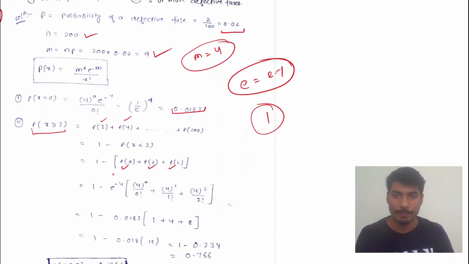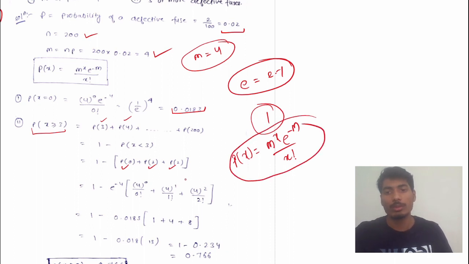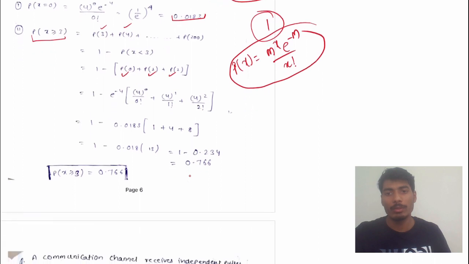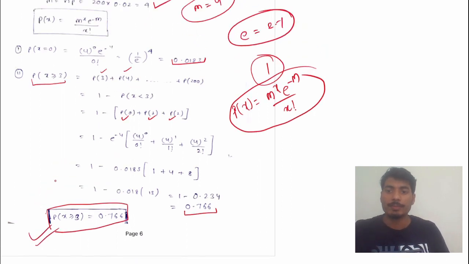Now, 1 minus P of 0, minus probability of x equal to 1, minus probability of x equal to 2. We use this formula: P of x equal to m power x, e power minus m, by x factorial. This is the Poisson distribution formula. After using this one and putting in the values, you will get 0.76. Probability of x greater than or equal to 3 is 0.76. This is the answer.